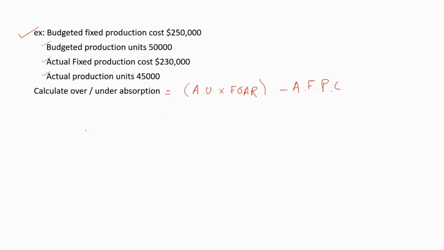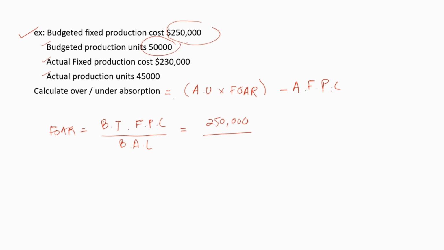So first of all, we have to calculate the FOAR. FOAR is equal to budgeted total fixed production costs divided by the budgeted activity level. So this is equal to budgeted fixed production cost, 250,000, divided by the budgeted activity level. Budgeted activity level is 50,000. This is equal to $5 per unit.